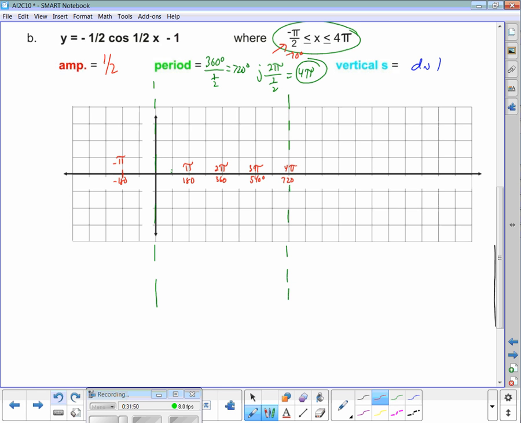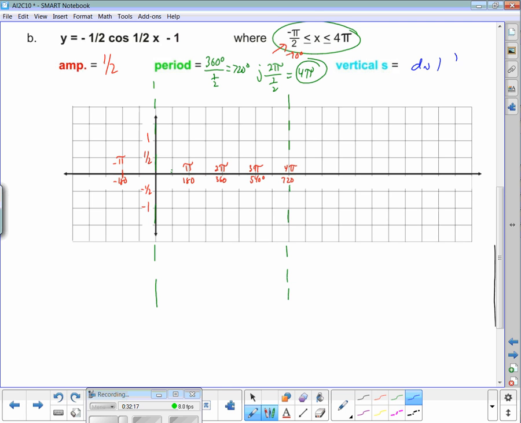Okay, so far I've done everything with the period. Let's start dealing with the amplitude. Well, the amplitude's a half. That's pretty small. So you know what? I'm going to use halves. Half and 1, that's all I need. Negative 1 half and negative 1, that's all I need. You can put more if you want, but that will take care of it.